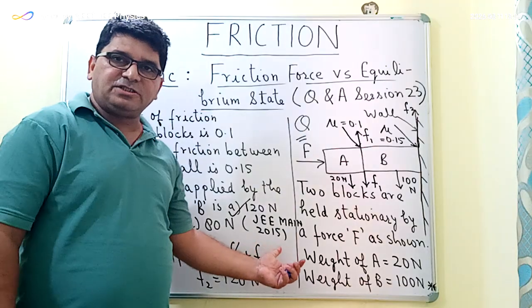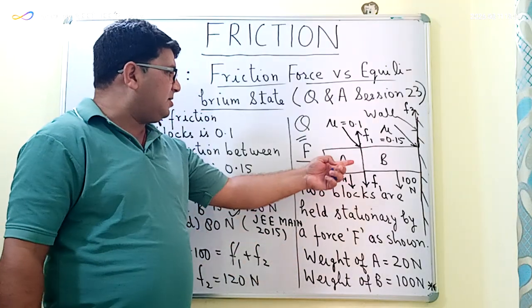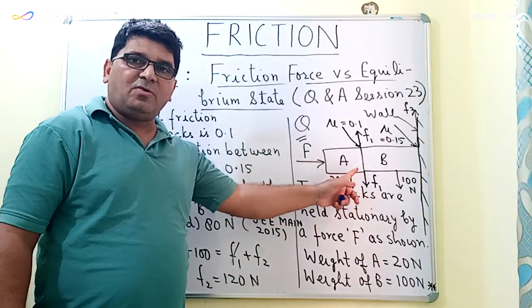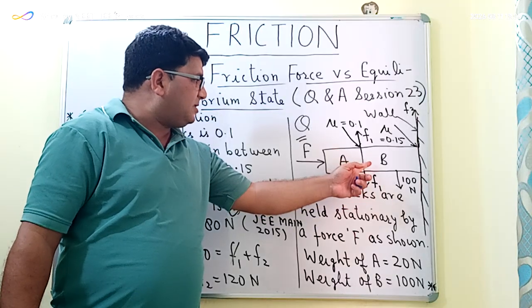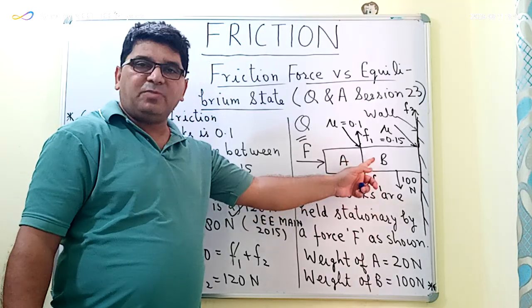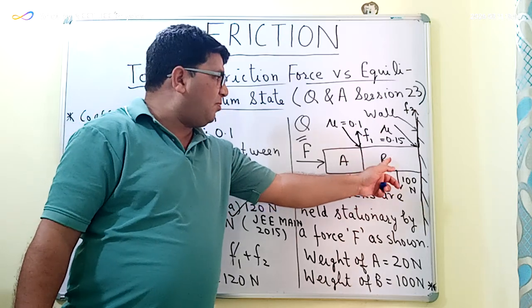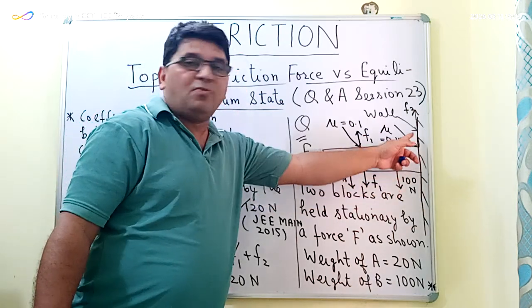So the question was very simple. Only the most important thing in this question was that we have to consider the relative motion between the block A and B, and the relative motion between the block B and the wall.